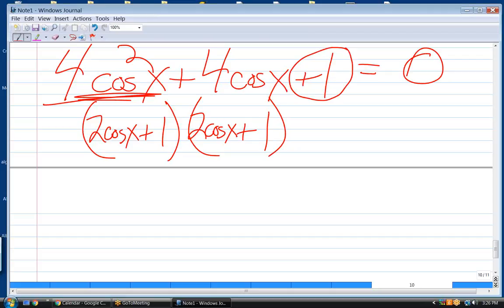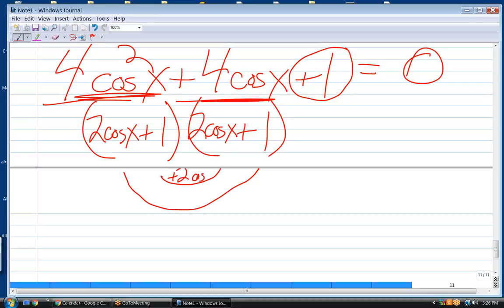The only term that might be in doubt, that you always have to check whenever you're doing quadratics, is the middle term. How do I get the middle term? I get it from multiplying the insides and the outsides, the O and the I of FOIL. So 2 cosine x plus 2 cosine x is 4 cosine x. That means we got it right, and that's the middle term. So that's always a step you want to make.